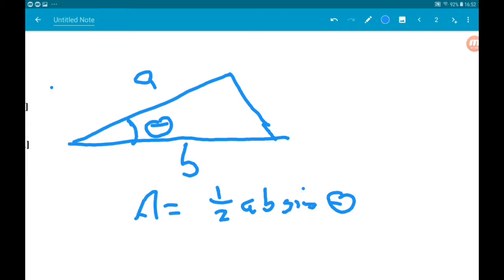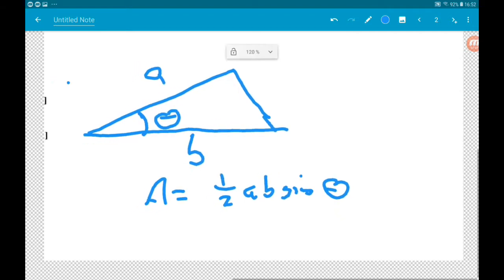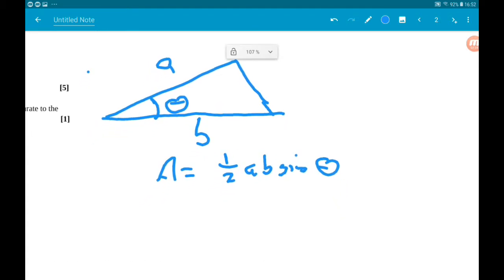The problem is we don't know any of the angles. So, our first mission is to work out one of the angles. And to do that, we're going to use the cosine rule, which is A squared is B squared add C squared minus 2BC cos of A.